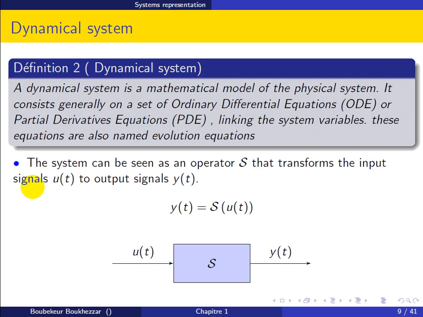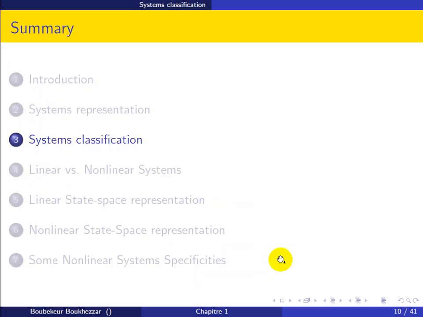From the input-output point of view, the system can be seen as an operator. This operator transforms functions that we call input functions or input signals to outputs that we call output functions or output signals. So be careful, here we deal with functions, not with values.